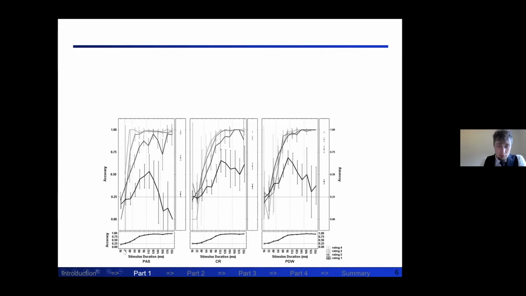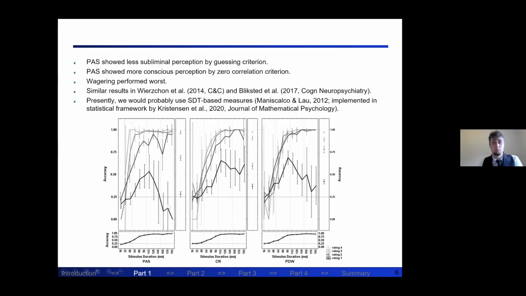So the plots here show average accuracy in the identification task down here, and then the accuracy for each of 4 ratings with the combined accuracy for each rating out here. And what we can see is that the awareness scale was the one with performance closest to chance, and it also had the best correlation. So what we concluded here was that in this particular study, the perceptual awareness scale performed the best, and wagering performed the worst.